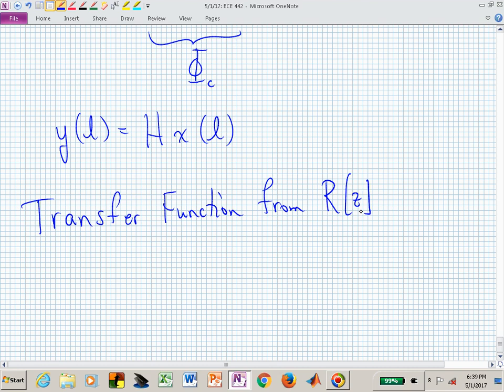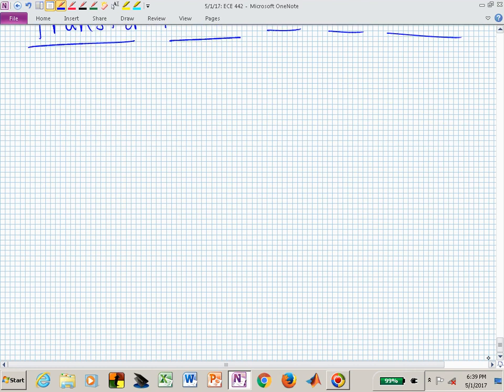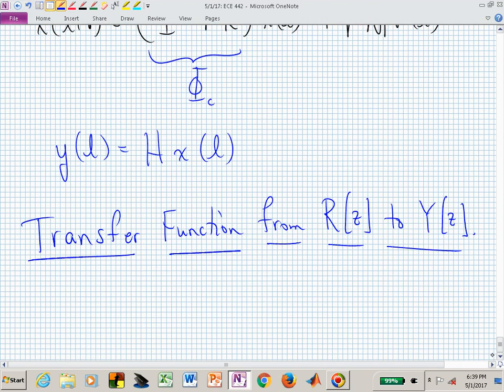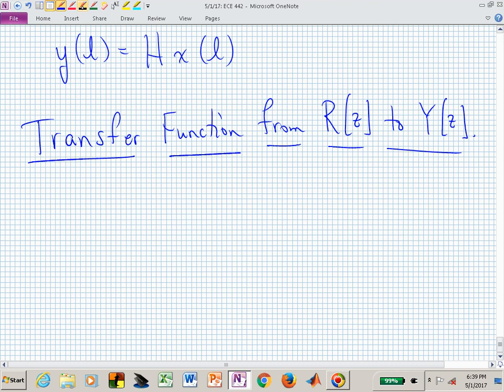From the z-transform of our reference input, which is capital R of z, to the z-transform of our output. Maybe what I should do is just z-transform that output equation first and keep that in our hip pocket.